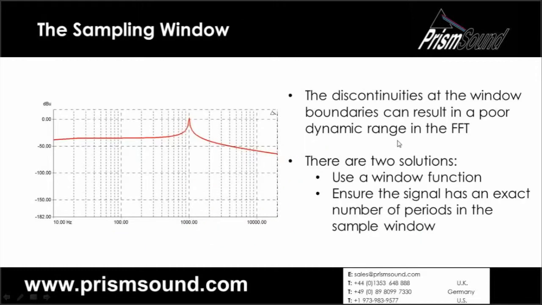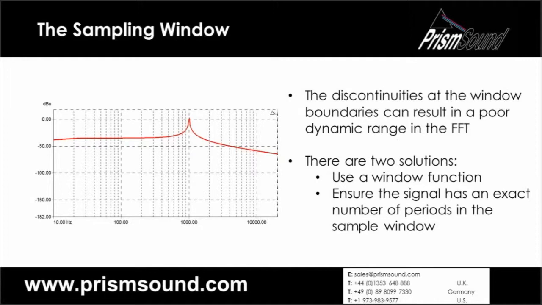It will basically introduce extra frequencies. Obviously, a big step involves lots of high frequencies, and therefore our dynamic range will be reduced, as you can see in this FFT here. Now, there are two ways we can take care of this problem. Firstly, we can use a window function, and secondly, we can ensure that our signal does have an exact number of periods within the sample window. And I'm going to go through both of these for you.